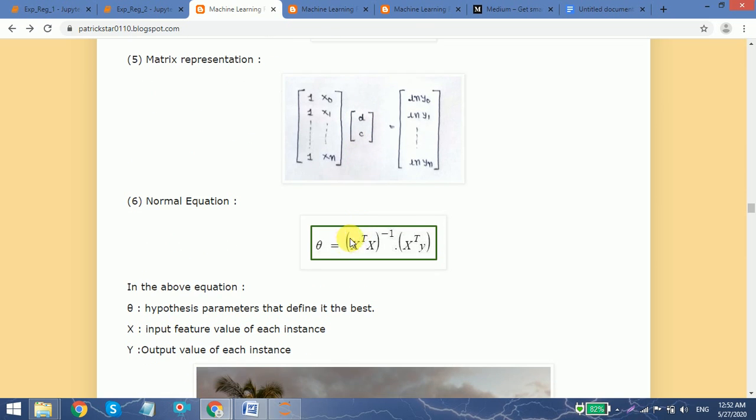The normal equation is X transpose X, inverse, into X transpose into y. Our theta holds the value of the optimal parameters. So, moving forward to the Python implementation.